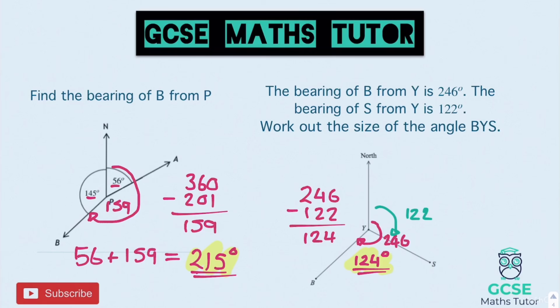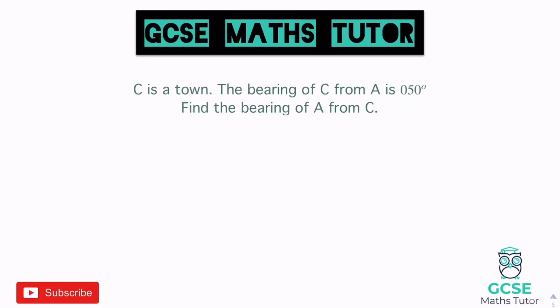So hopefully that was a bit of easy practice, thinking about the direction of bearings. Let's have a look at something a little different. This question doesn't have a diagram. It says C is a town, and the bearing of C from A is 50 degrees. Find the bearing of A from C, so going back in the other direction.